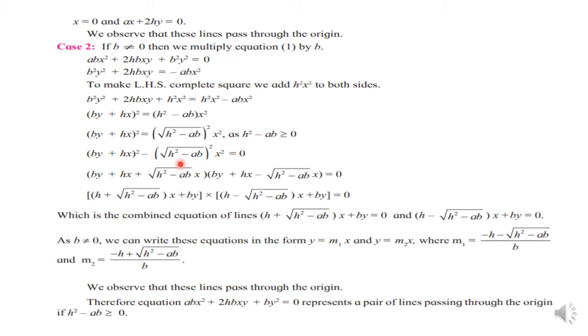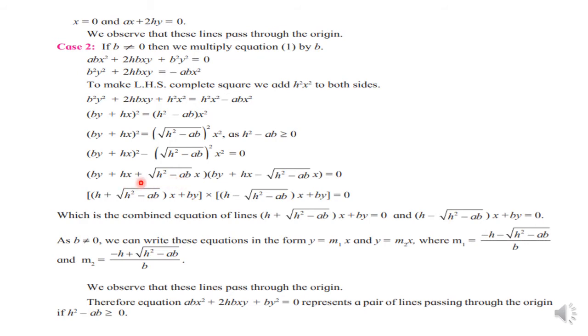Now this equation is of the form a square minus b square. So you know the factorization for a square minus b square. It is a plus b into a minus b. So it is written in that particular form, as you can see in the next step, in the form a plus b into a minus b.